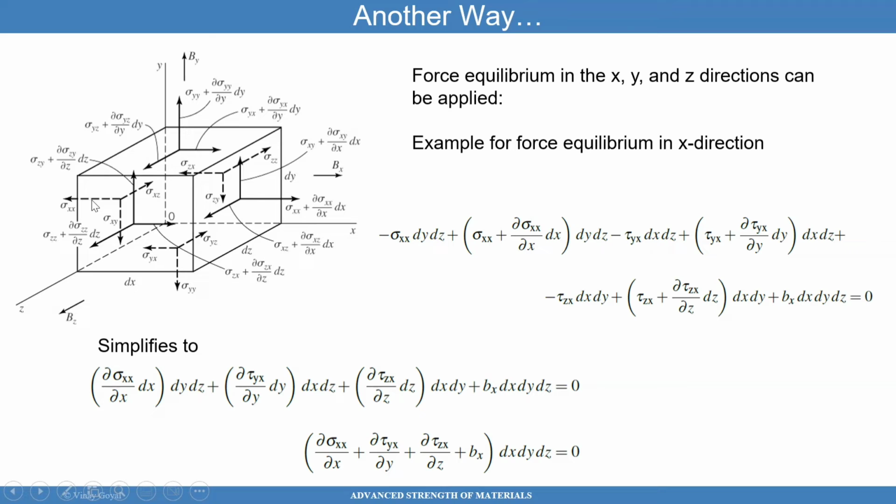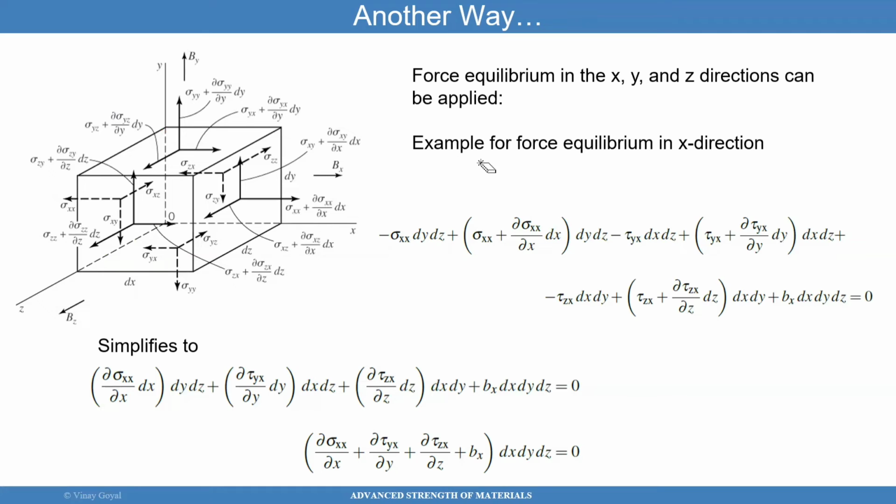So I have sigma xx here. Let me circle it so you can see it. Sigma xx. This height here is dy, and this is dz. So the force due to sigma xx acting on that surface times dy and dz is the force in the x direction, but it's minus because it's going in the opposite x direction. I'm summing forces in the x direction. That's what I'm doing.